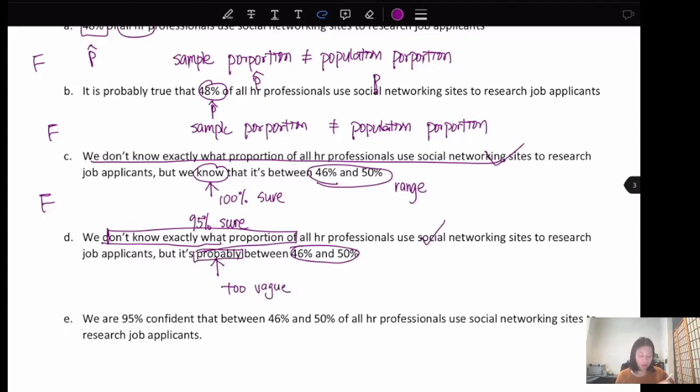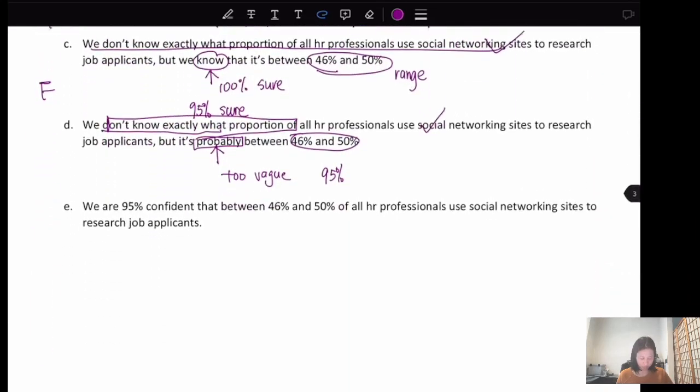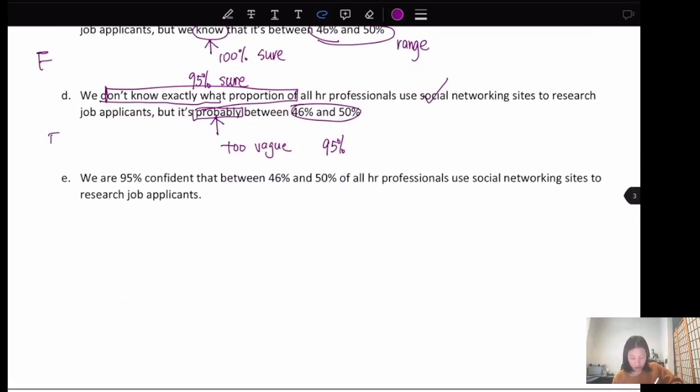because by the time we calculate 46% to 50%, we already know that the confidence level is going to be 95%. So we need to use that. That means they're missing the first part. So that means it's wrong. They didn't give enough certainty.